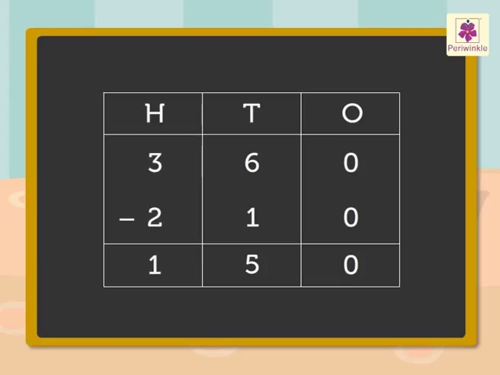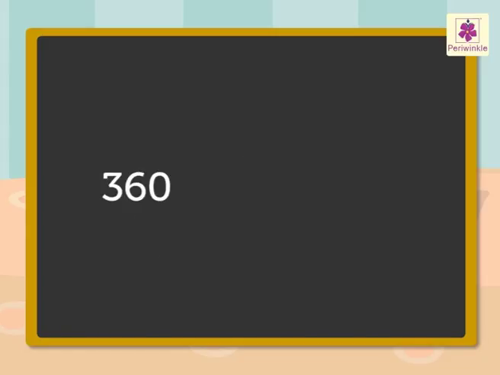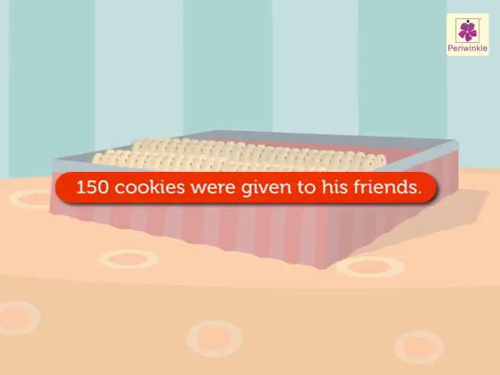Thus, the difference of 360 and 210 is 150. So, we got the answer as 150. 150 cookies were given to his friends.